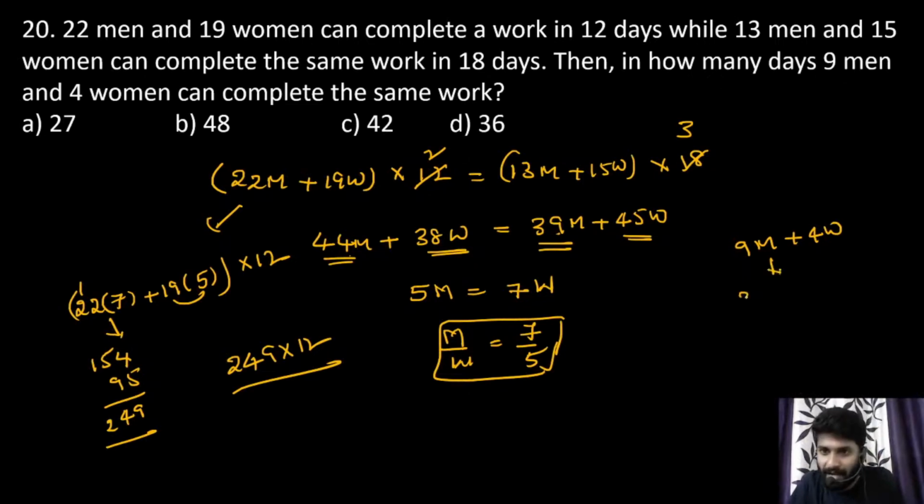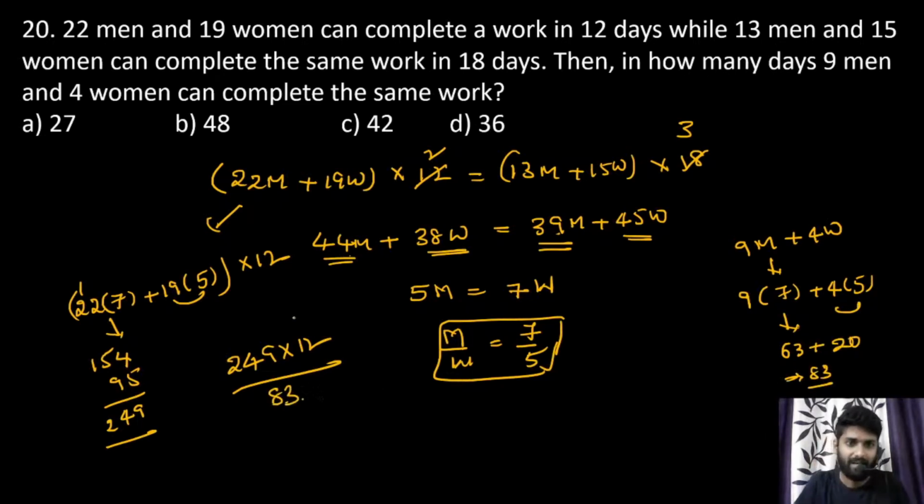Now see, 9 into the men value, exactly 7 units, plus 4 into 5. So 7 9s are 63 plus 4 5s are 20. The result becomes 83. You can replace this here with 83. Clear? Now see, 83 goes into 249 exactly 3 times, guys. 3 12s are 36 days, guys.